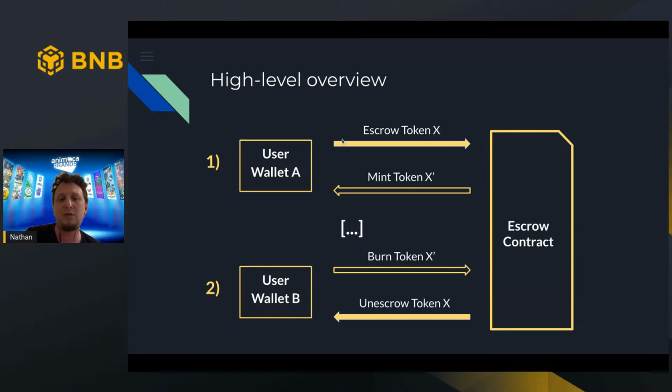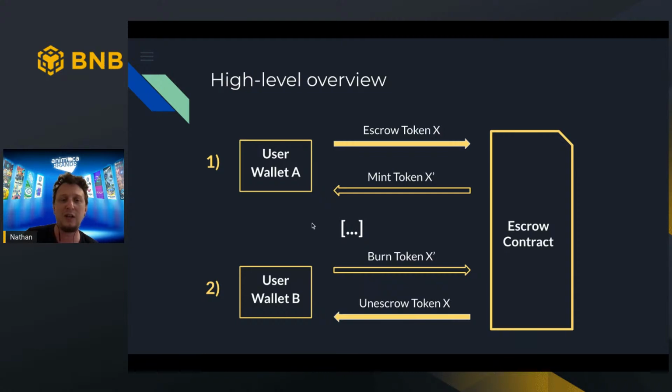So at the moment, you will escrow a certain token, say token X. You will send it to the escrow contract, and the escrow contract will mint back a token to you that we're going to call X prime. And then later, when you want to unescrow your token, you will burn the token X prime and get back the ownership of the original underlying token X.